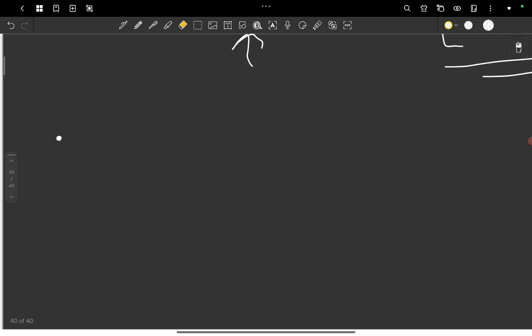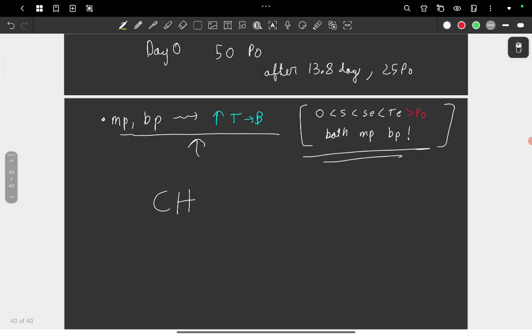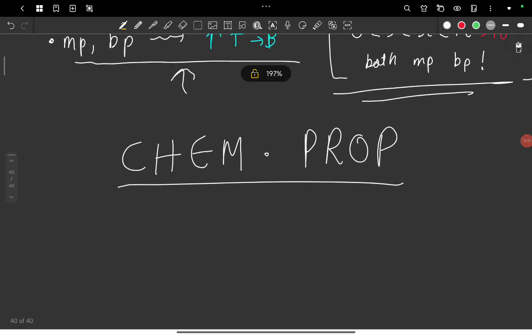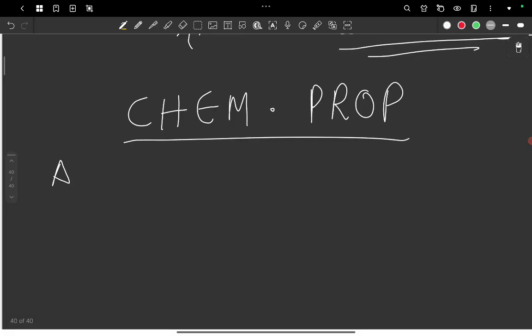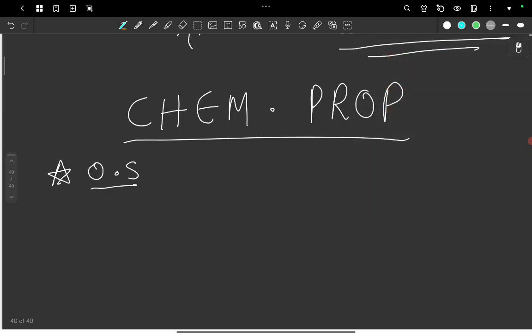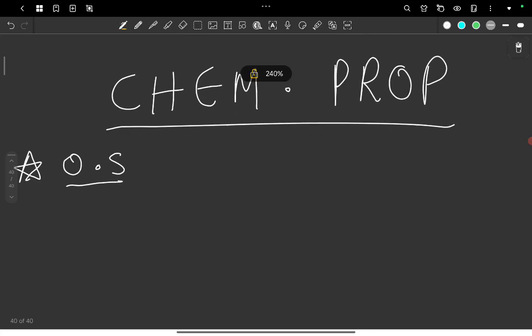And we are done with physical properties. Let's start with chemical properties then. So first let's talk about the oxidation states. What oxidation states can we expect from the group 16 elements, the chalcogens?